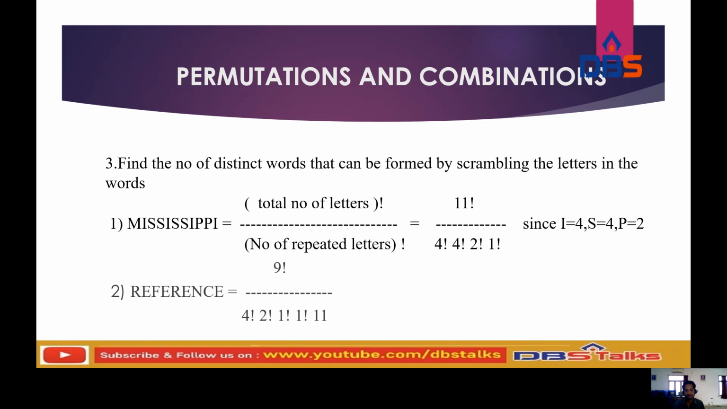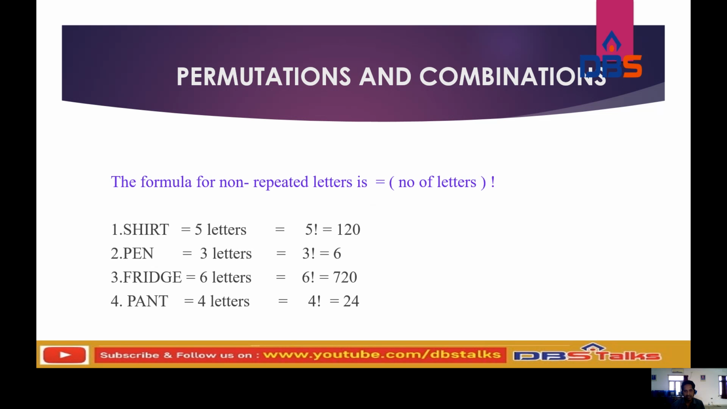Next one. The formula for non-repeated letters is just the number of letters factorial. For example, shirt has 5 letters, so 5 factorial, that equals 120. Pen has 3 letters, 3 factorial, which is 1 into 2 into 3, that is 6. Fridge has 6 letters, 6 factorial, which is 720. Fan has 4 letters, 4 factorial, 1 into 2 into 3 into 4, that is 24. That is the condition: the number of letters factorial.